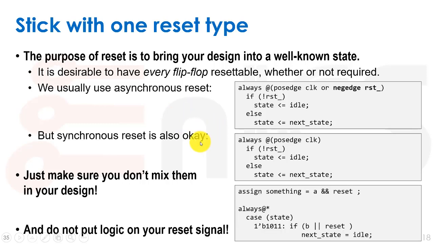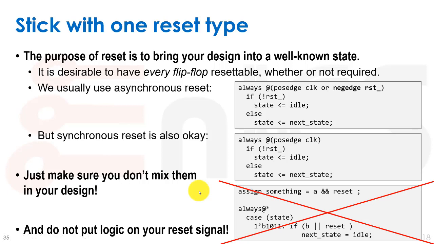Okay, another important thing that I've seen a lot of rookies make a mistake: do not put logic on your reset signal. Assign something equals a and reset, or always at blah blah blah, you have reset on the right hand side. No. Reset, like clock, is a very special signal. It should have no logic running on it. Nothing should be done to it unless, again, our architect tells us we need to do some sort of special clock gating or reset gating or something like that. But these are very specific things that we know about very well, and they're in the architecture of our whole system.